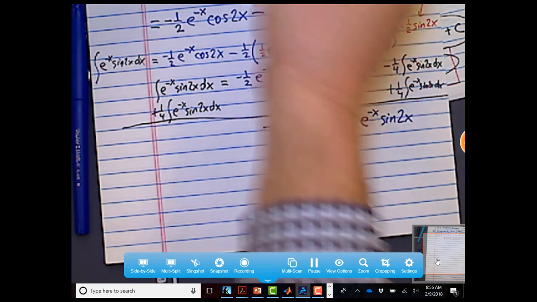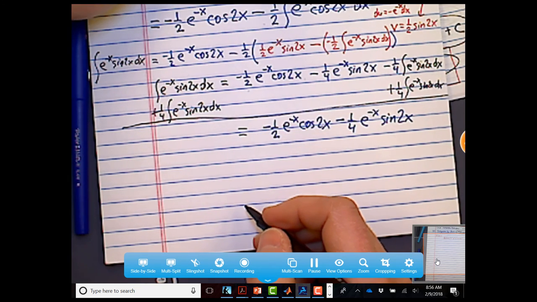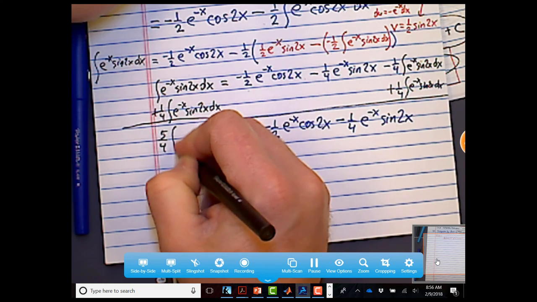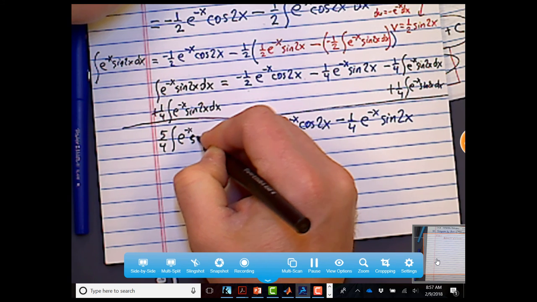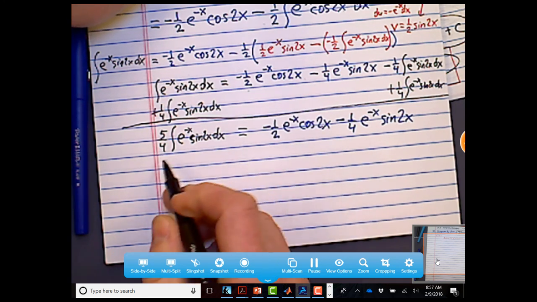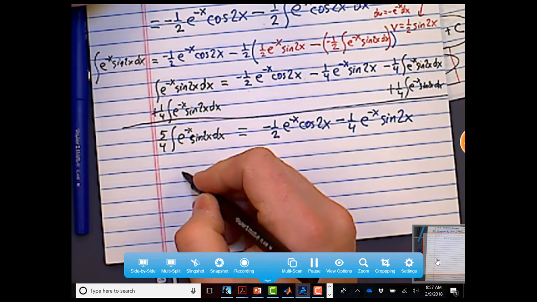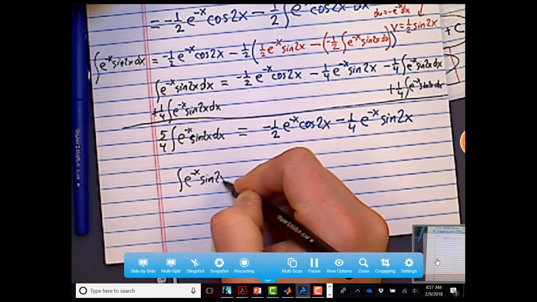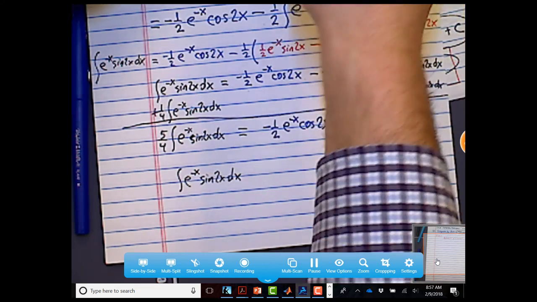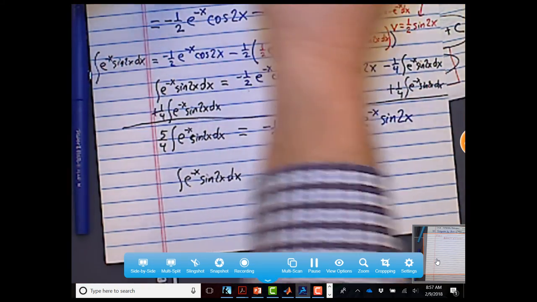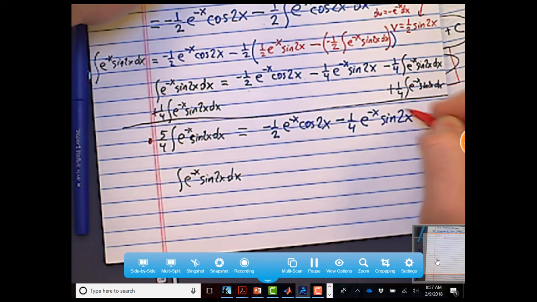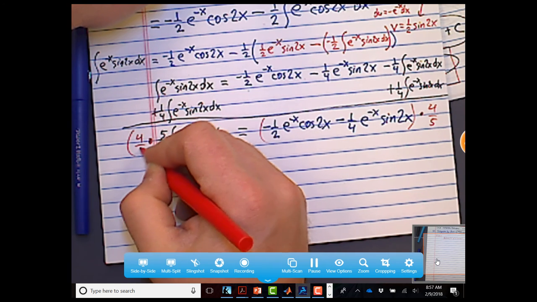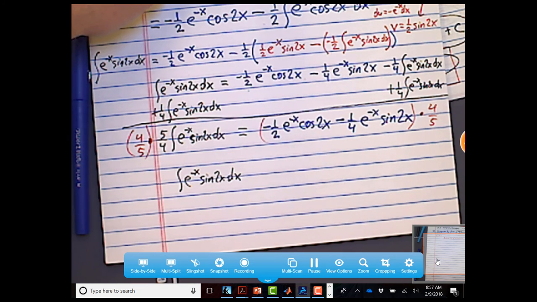What do I have on the left-hand side of the equal sign? Five-fourths of the integral that I was interested in. I think this is so cool. So you have this equation. And so if you want the integral of e to the negative x sine of 2x dx, you can get it. All you have to do is take the equation you just had and multiply each side by what? 4/5. That does it. Make sense? I think that's so cool.